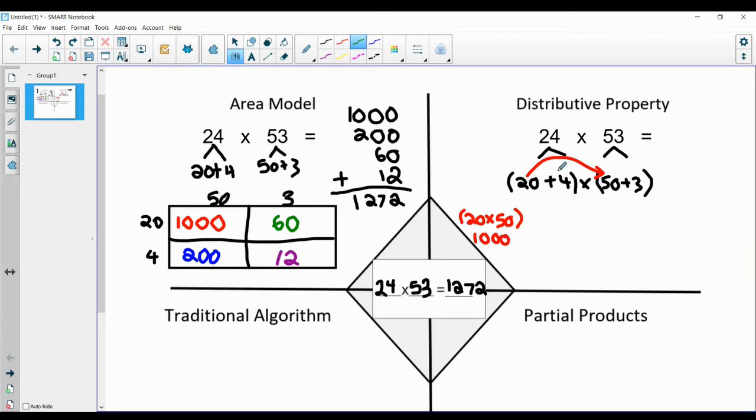Next, I'm going to multiply 20 and 3. So I'm multiplying the tens and the ones. 2 times 3 is equal to 6, and putting a 0 at the end is going to give me 60. After, I'm going to multiply 4 and 50. So now, in this side of the brackets, the 1s are being multiplied with the 10s now.